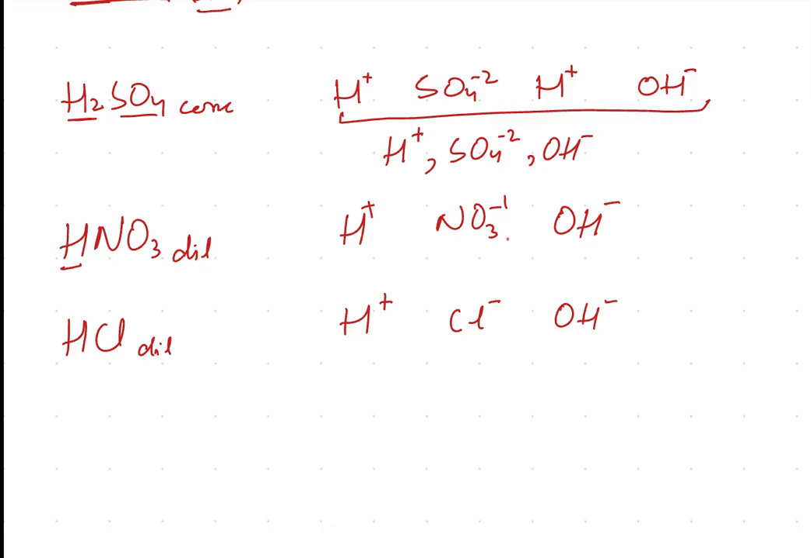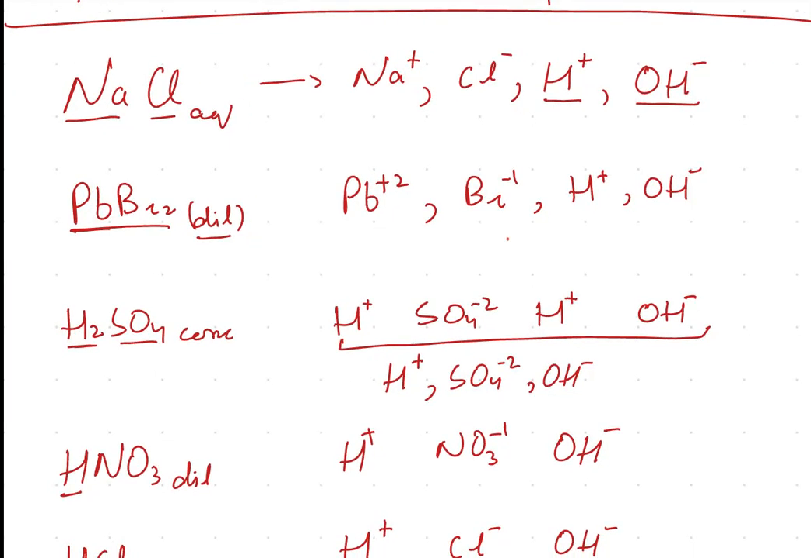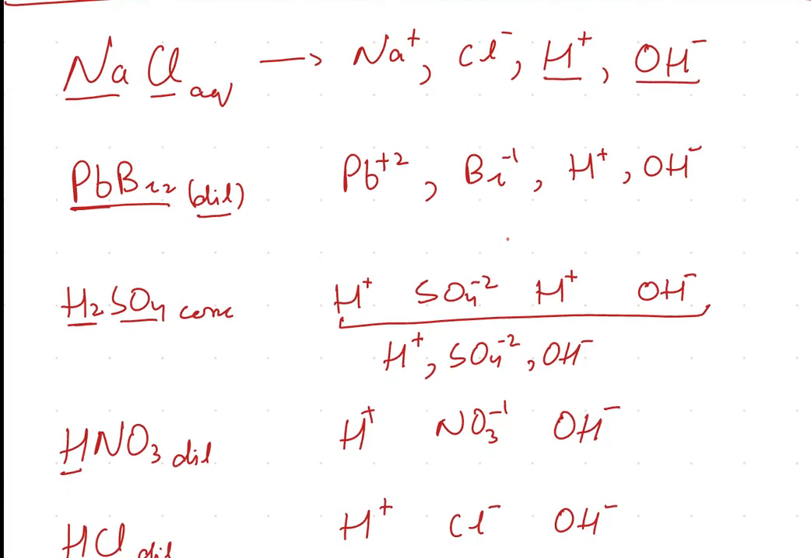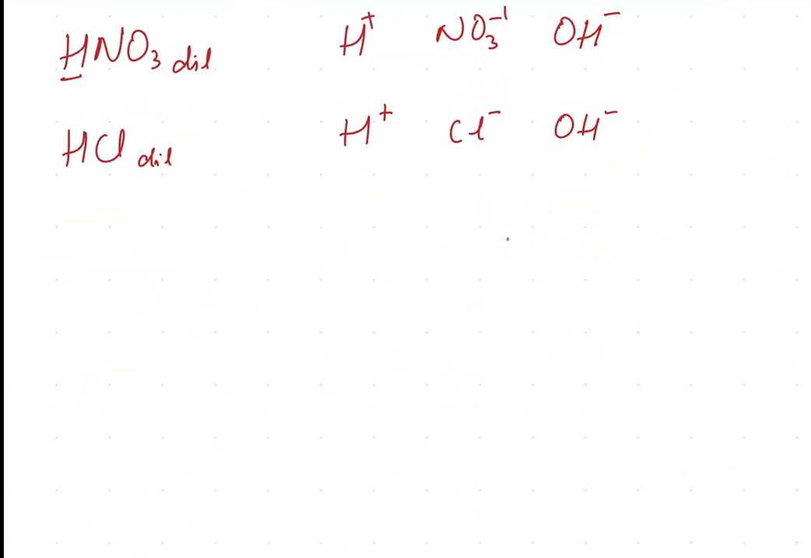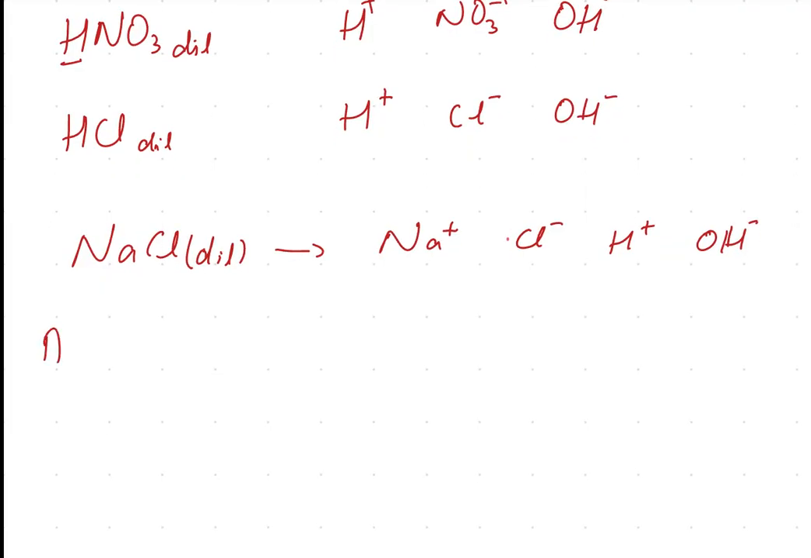This is the first part that students should know, because without knowing which ions are present in the aqueous solution, you are not able to write the half equation. Now let's discuss the case of NaCl. I'm going to explain what problem we have in the diluted solution of NaCl. It contains Na positive, Cl negative, H positive and OH negative, and if the examiner asks you to write the equation at the cathode, now you will get puzzled.